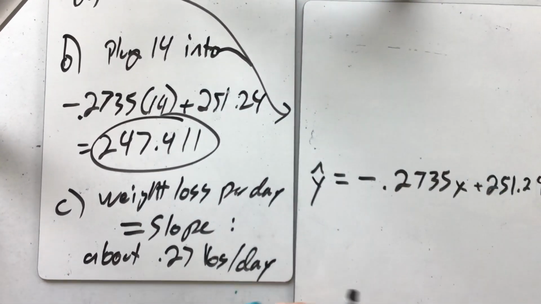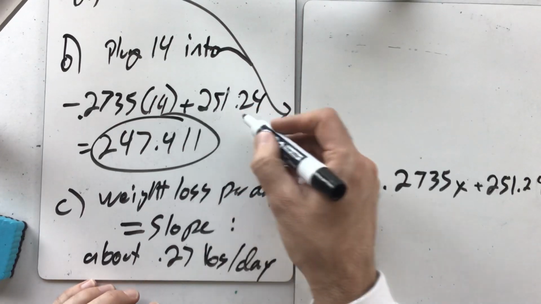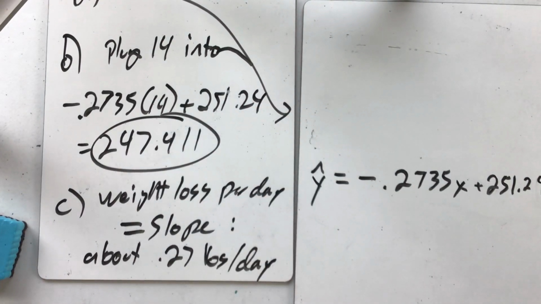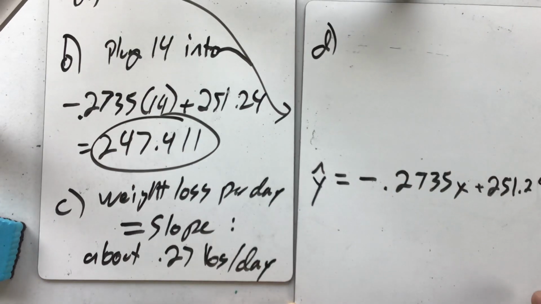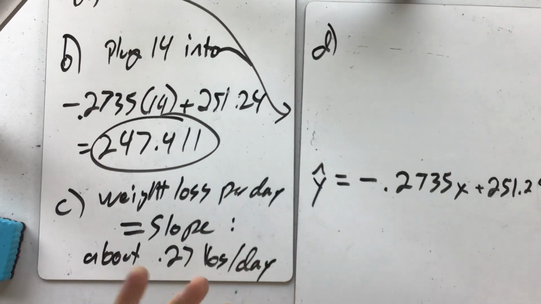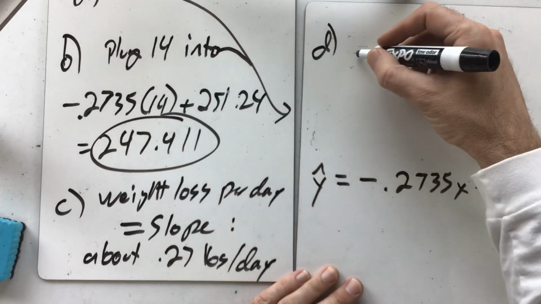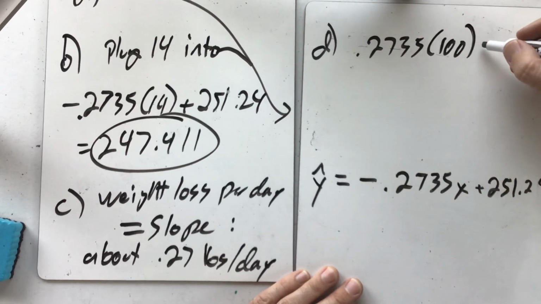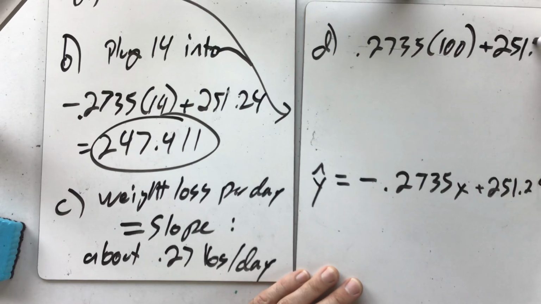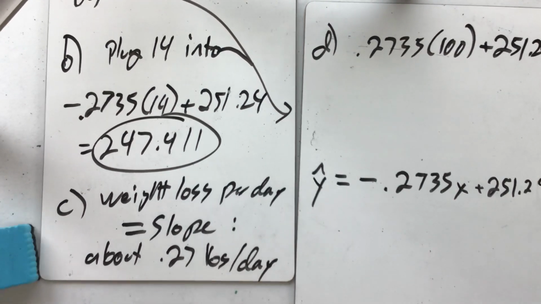By the way, what does this number tell us? The 251.24 tells us your weight on day 0. So that's the weight when you started your problem. Okay, finally, part D asks us, what would we expect our weight to be 100 days in? And so we do the same as B, except we put 100 into our equation and see what we get.